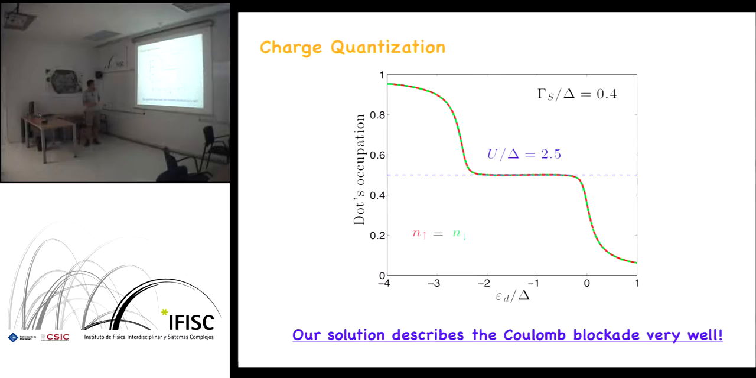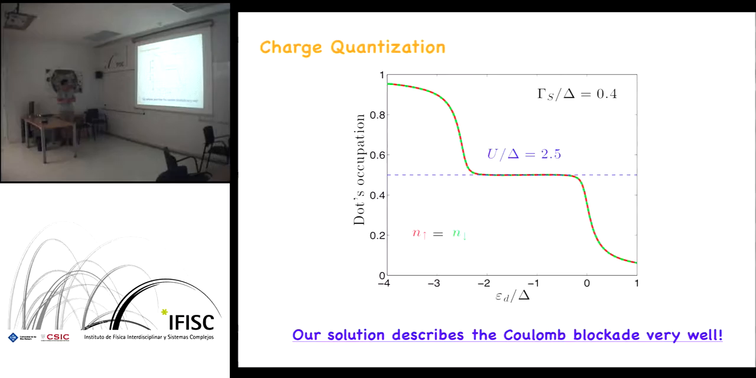So we calculate the occupation of the dot. As you can see, the occupation of up electrons is the same as that of down electrons. So in our approach, the spin symmetry is conserved. Also, you can see some plateaus. This plateau is due to the Coulomb blockade phenomenon.